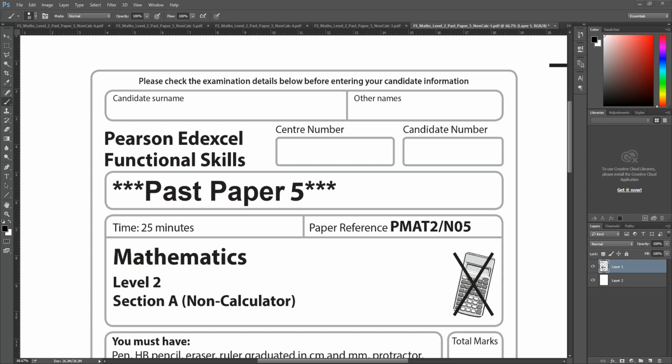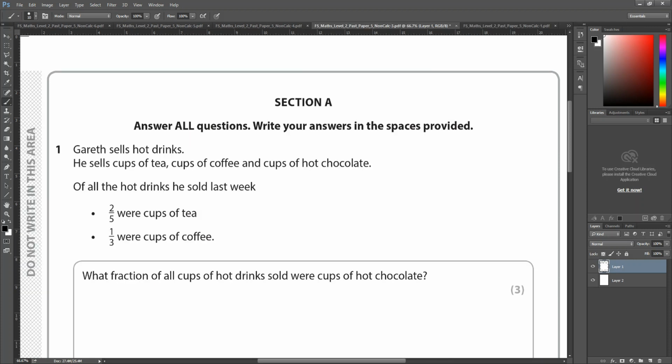This is Section A, Non-Calculator. Let's jump straight into it. Question 1. Gareth sells hot drinks. He sells cups of tea, cups of coffee and cups of hot chocolate. Of all the hot drinks he sold last week, 2/5 were cups of tea, 1/3 were cups of coffee. What fraction of all cups of hot drinks sold were cups of hot chocolate?